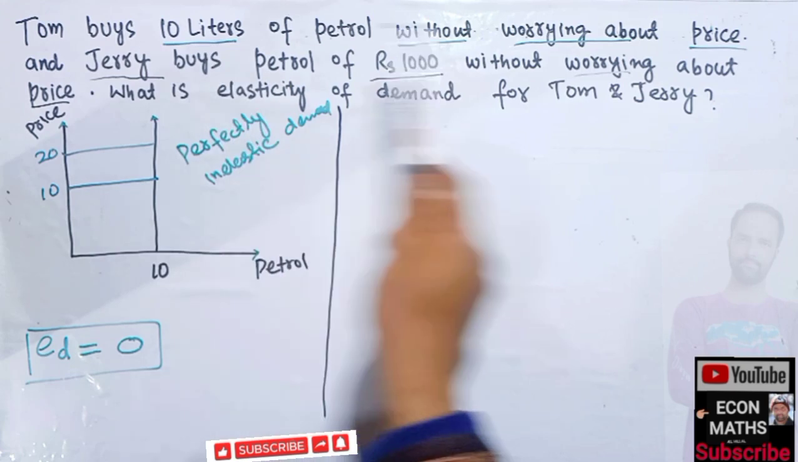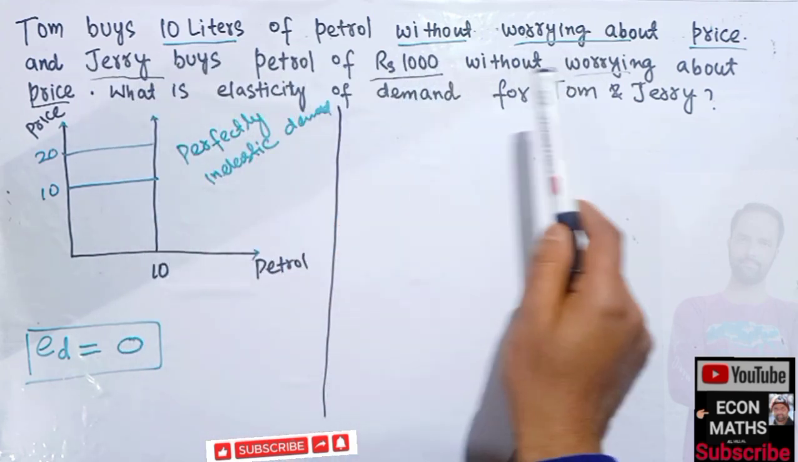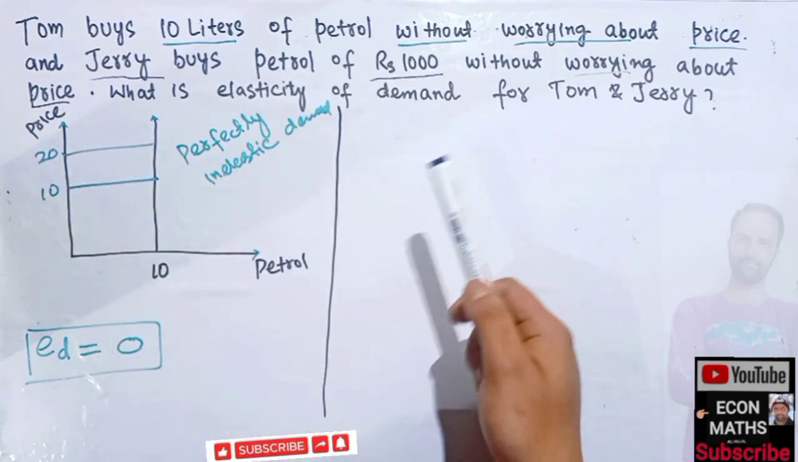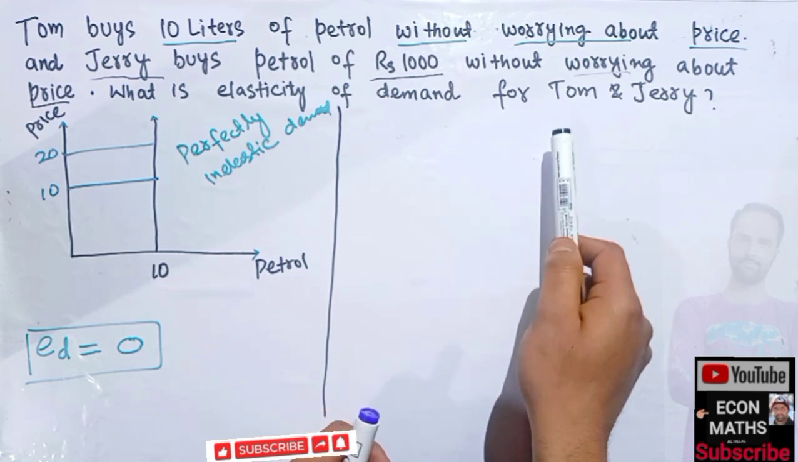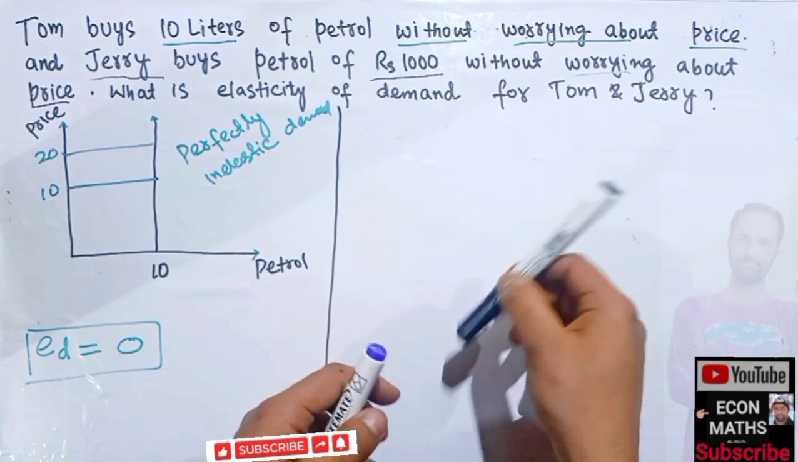Now the next part of this question is that Jerry buys petrol of 1000 rupees without worrying about price. Now what does this mean? It simply means that in case of Jerry, he requires 1000 rupees worth of petrol irrespective of the quantity he will be able to buy for a given price.